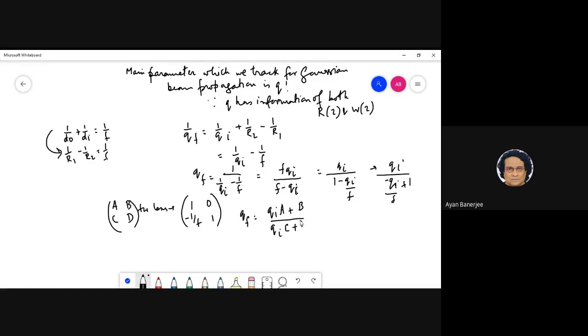What I want you to verify, and I can give this as an assignment, but it is too simple, is what we actually did here: we tracked Q_F, that is from the beam pupil, from here.